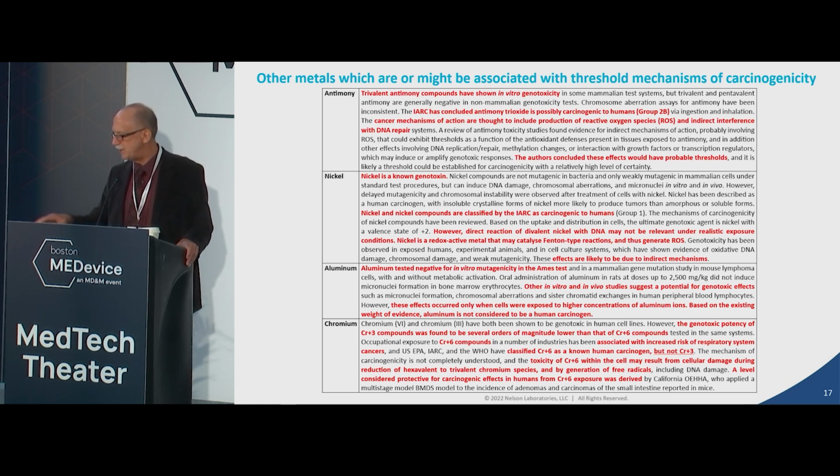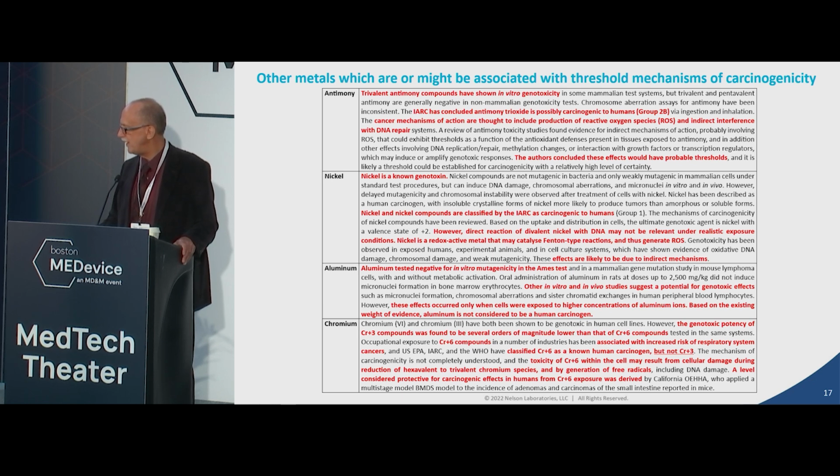Antimony and nickel are kind of in between. Trivalent antimony has been shown to have in vitro genotoxicity in some mammalian systems, but both trivalent and pentavalent are generally negative in any of the non-mammalian, like the Ames test with bacteria. Chromosome aberration for antimony have been inconsistent. IARC has classified it as possibly carcinogenic to humans, and the cancer mechanism of action for antimony is thought to include production of reactive oxygen species and indirect interference with DNA repair.